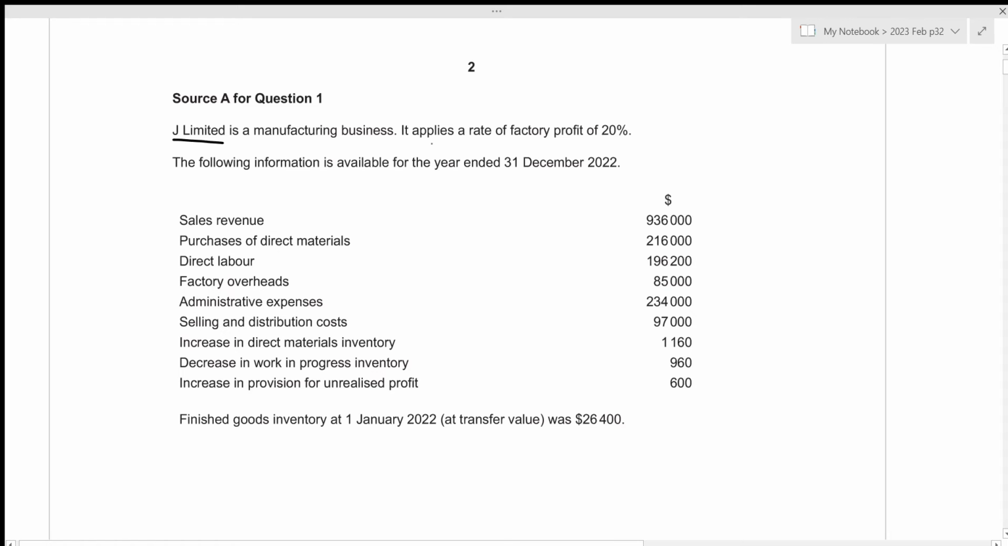J Limited is a manufacturing business and it applies a rate of factory profit of 20%. The following information is available for the year ended 31st December 2022. We're given the sales revenue, purchases of direct materials, direct labor, factory overheads, administrative expenses, selling and distribution costs, increase in direct materials inventory, decrease in work in progress inventory, as well as the increase in provision for unrealized profit. We're also told that the finished goods inventory at 1st January 2022, so this is our opening balance of the finished goods, is at the transfer value. Transfer value always includes our cost as well as the profit, and it's given to be 26,400.